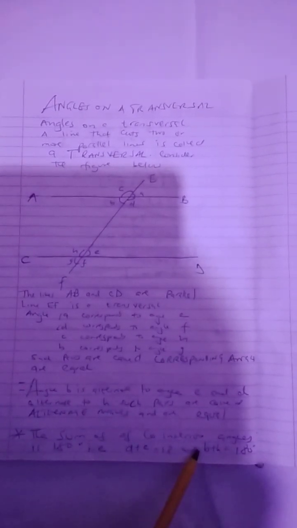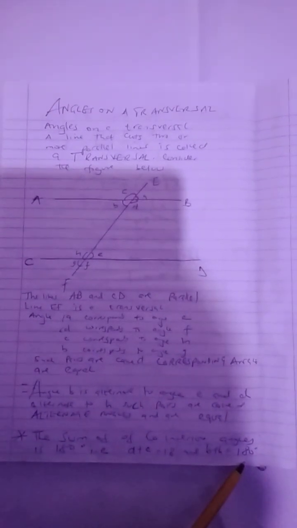And then here we have the sum of two co-interior angles is equal to 180. That is A plus C and B plus H is equal to 180. Co-interior angles. Any two angles which are co-interior, the sum adds up to 180.